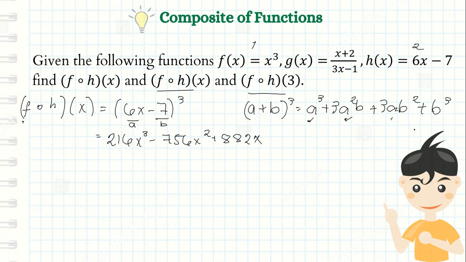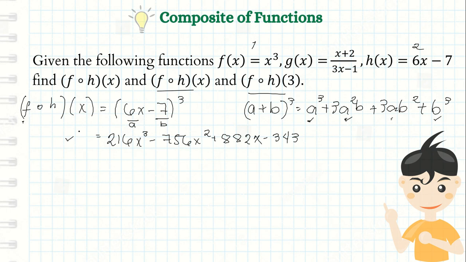So we will be having a positive 882x. And for the last term, which is b cube, so si B is negative 7, multiply mo lang ng tatlong beses. So we have negative 7 times negative 7 times negative 7 is how many? Sir, positive 343 po. Positive po ba, anak? Negative po pala. Okay, so this is negative ha, kasi yung exponent niya ay odd number. Magiging positive lang siya kapag even yung 2, 4, 6, 8. Okay? Ganun po siya. So, ito na po yung magiging answer po natin for the f of h of x.